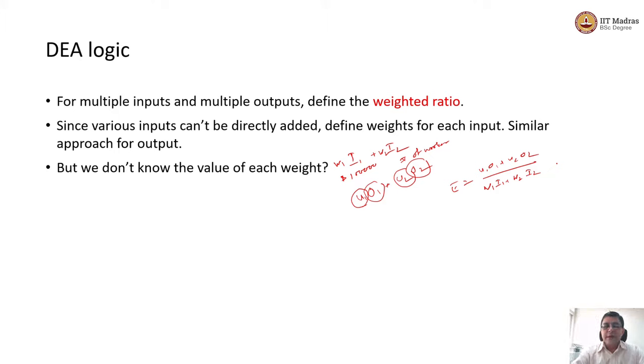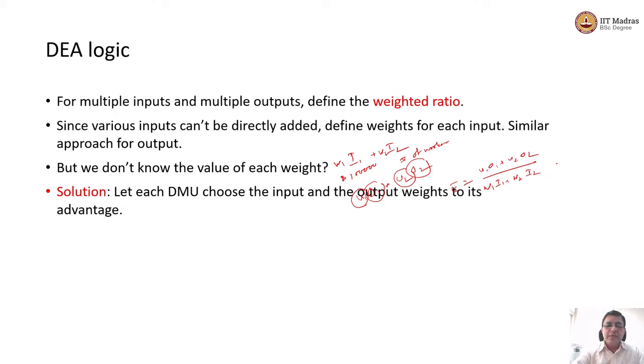And a solution to that is we actually don't pre-assume the values of U1, U2. We don't pre-assume the values of W1, W2. Remember, W1, W2 are the input weights. U1, U2 are the output weights in this particular scribbling here. We don't know the value of them. We don't presuppose the value of these. We let the optimization engine tell us the optimal weights to be assigned to inputs and outputs. So we actually let the DMU choose the weights for the input and the weight for the output to the best of their advantage, right? We let that happen. And we will explain why we let that happen.